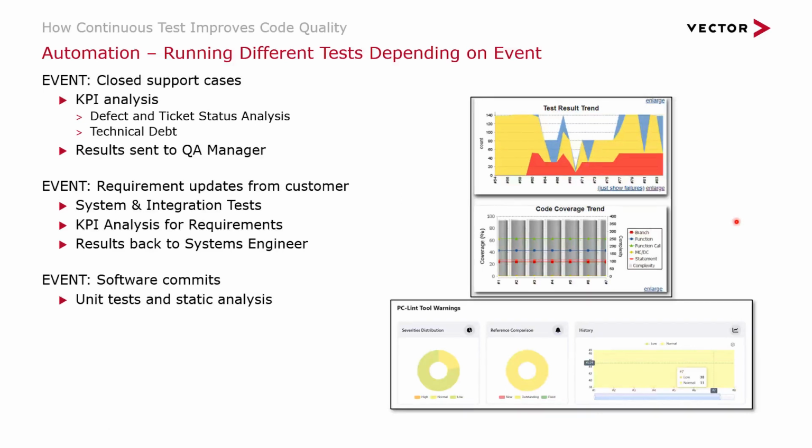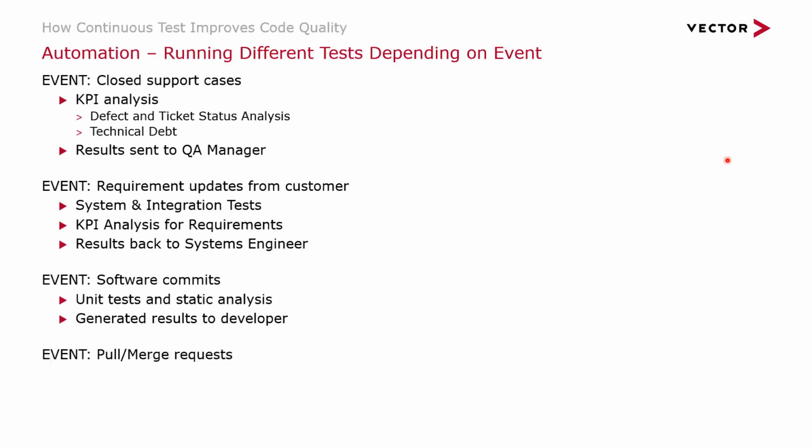For software commits, we may do some unit testing and static analysis. So you can see this type of information. How are we trending with code coverage? How are we trending with the failed test cases? And have we increased or decreased some of the findings from the static analysis tool? And again, those results may be delivered right back to the developer so they can see, did their code have any really negative effects on code coverage, test results, and findings.